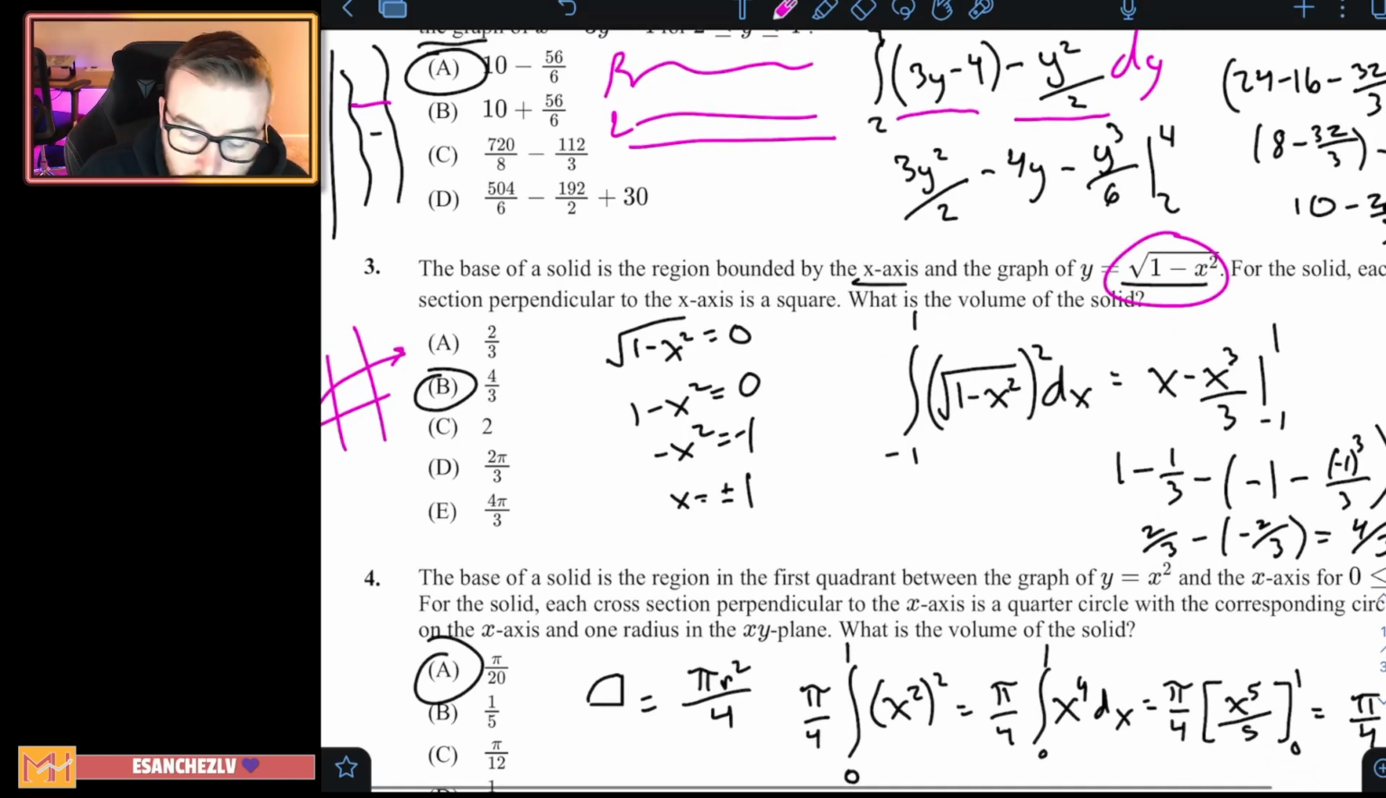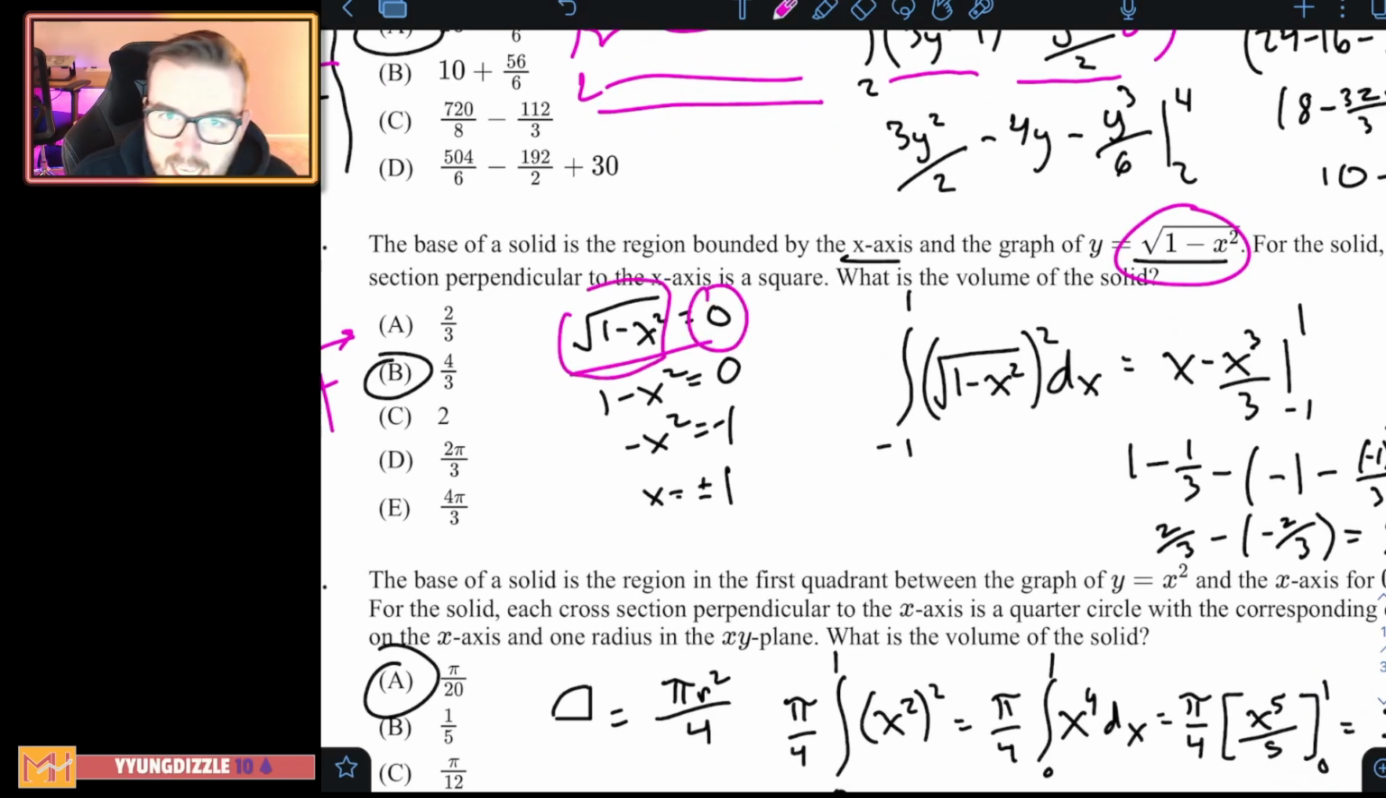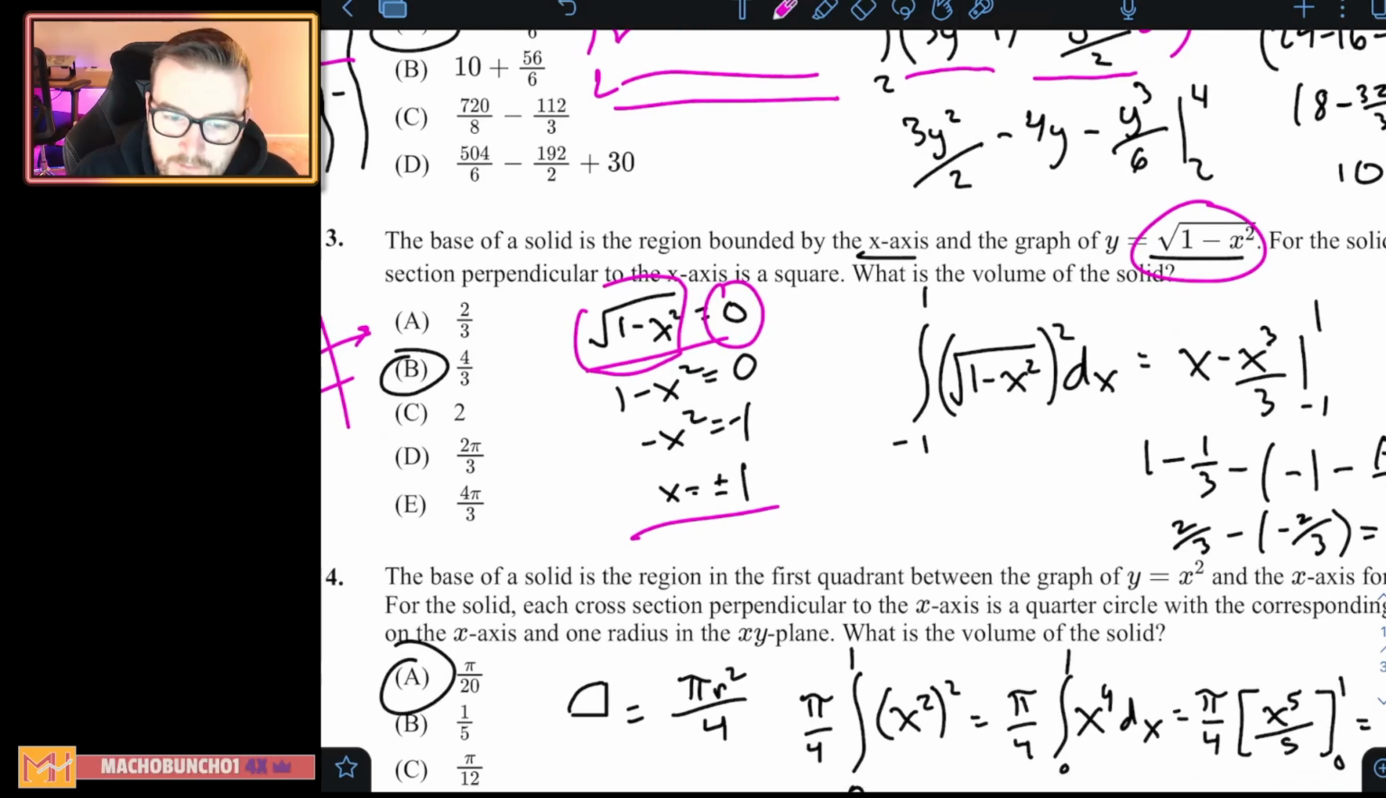Okay. So again, it comes down to just simply, if you want to know where things begin and end, you want to set them equal to each other. So when is this given function equal to the x-axis? The x-axis is 0. Okay. So when you set those things equal to each other, turns out they're equal to each other at positive and -1, and voila, you found your bounds.